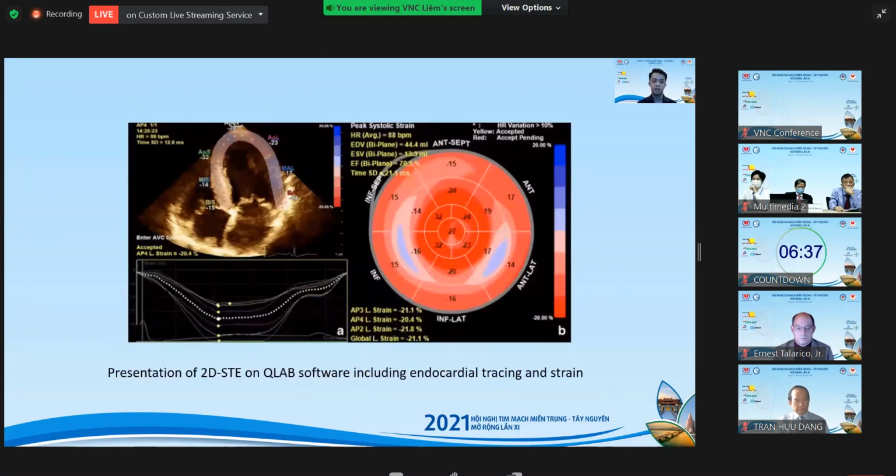This is the presentation of 2DS-TE on QLab software. The software automatically traced the endocardial border from the entire left ventricle myocardium and measured layer-specific GLS, or global longitudinal strain, and GCS, or global circumferential strain.